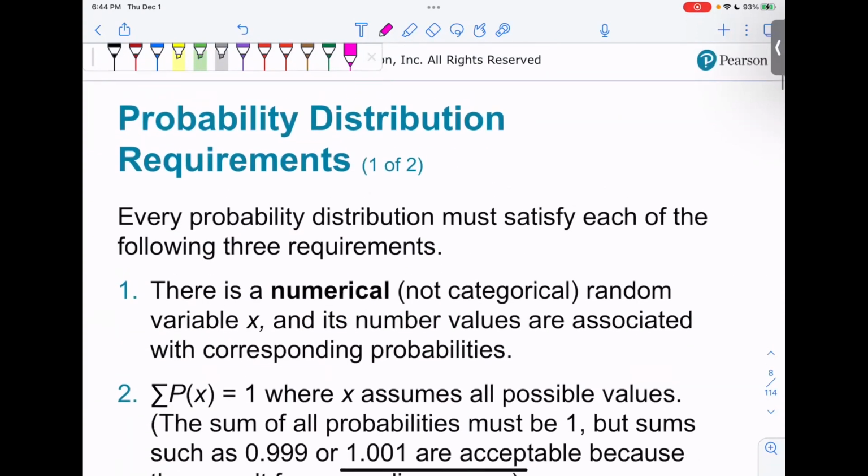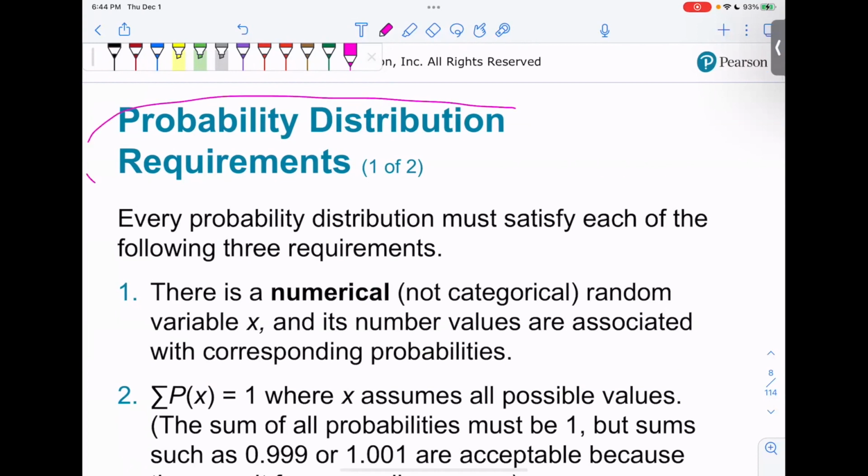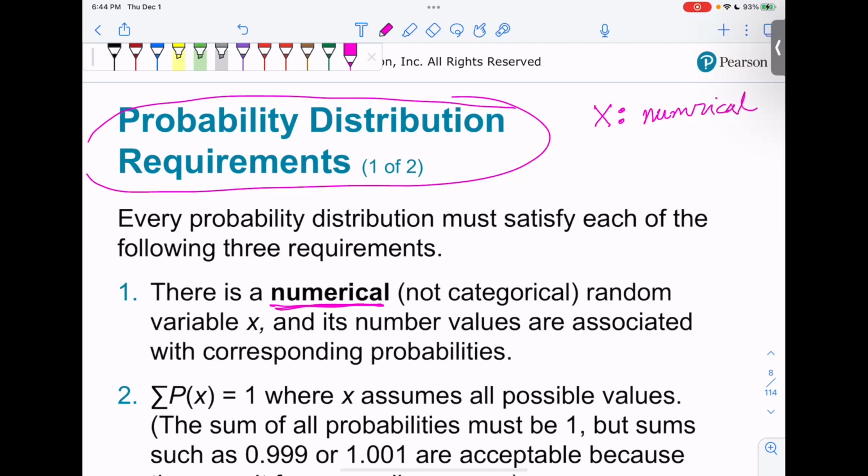Okay, now what is the requirement for a random variable? We have three things. We must have them. One, numeric. When we say this is a probability distribution, that means our variable X will include some numerical value. Numerical, what do we mean by numerical? It will be either discrete or continuous.